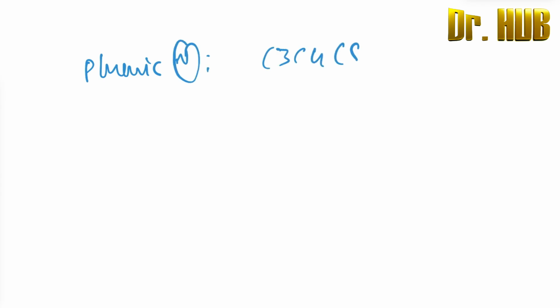Next we look at the phrenic nerve. So here in the phrenic nerve, it includes the C3, C4 and the C5.